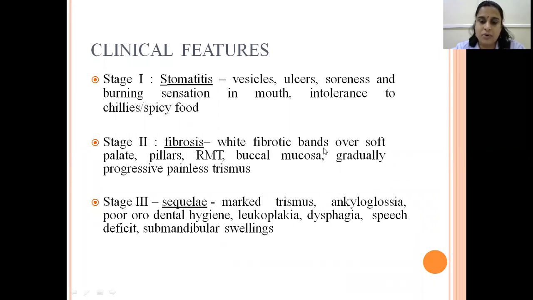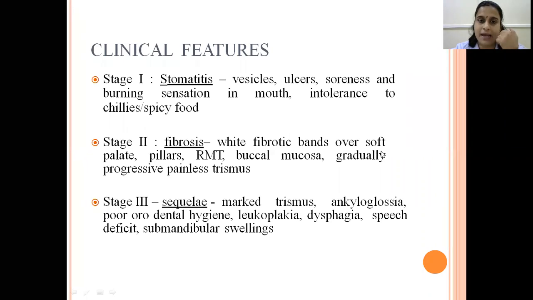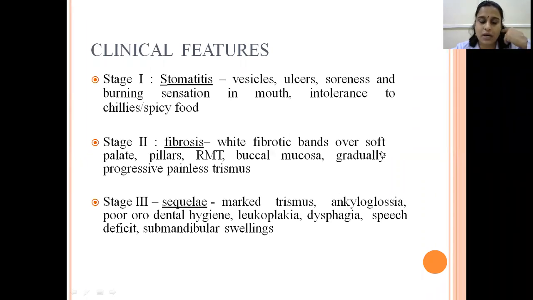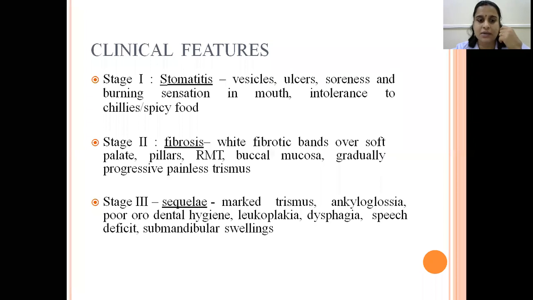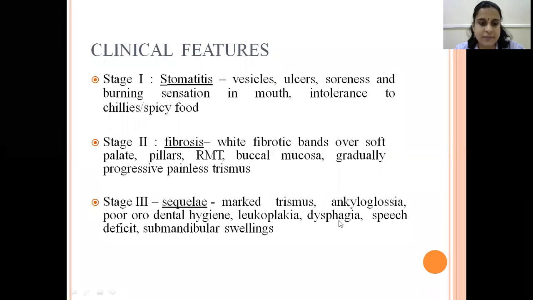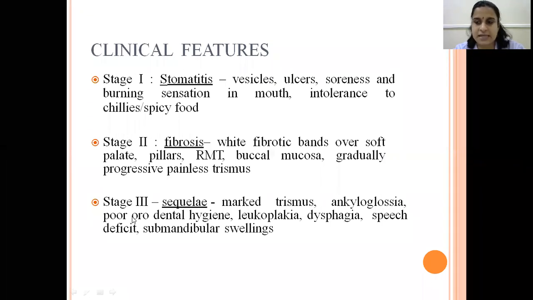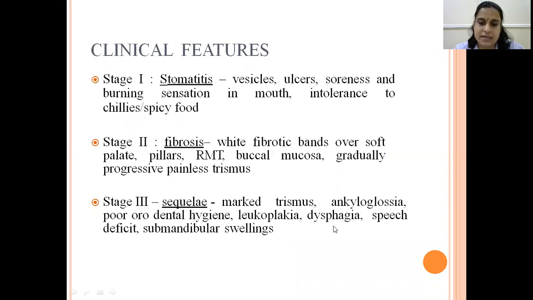Next, it progresses to fibrotic stage or stage 2, wherein there is white fibrotic bands over the soft palate, the pillars, the retromolar trigone, and the buccal mucosa, and gradually progressive painless trismus, difficulty in opening the mouth. Next, stage 3, the sequelae of this fibrosis. There is marked trismus, ankyloglossia fixata. Obviously, because of this trismus and ankyloglossia, the patient has very poor orodental hygiene and associated leukoplakia, difficulty in speech, and also submandibular swellings, the lymph nodes.